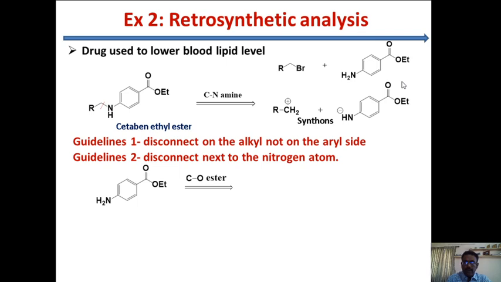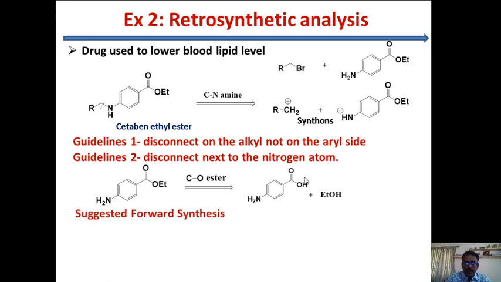Now you have done the left side disconnection. In this molecule, the benzocaine ethyl ester, we have done the retrosynthetic part on the left side. On the right side of the molecule we have the ester, so we have a C-O bond here. The ester we can easily convert into the corresponding acid when you do the retrosynthetic analysis, so that in the forward reaction you do the esterification of the acid molecule to get the ester. It is a very easy, simple reaction.